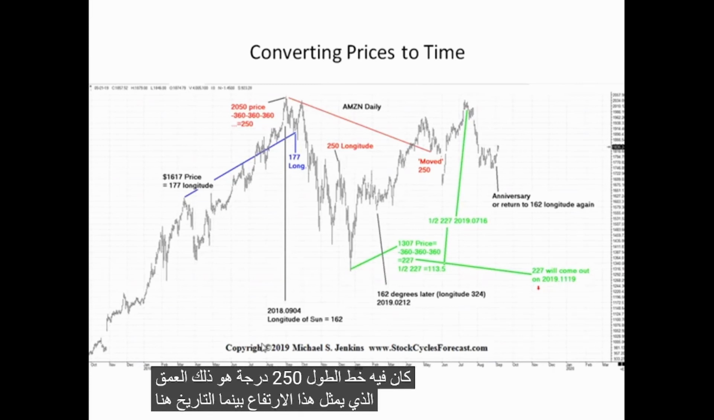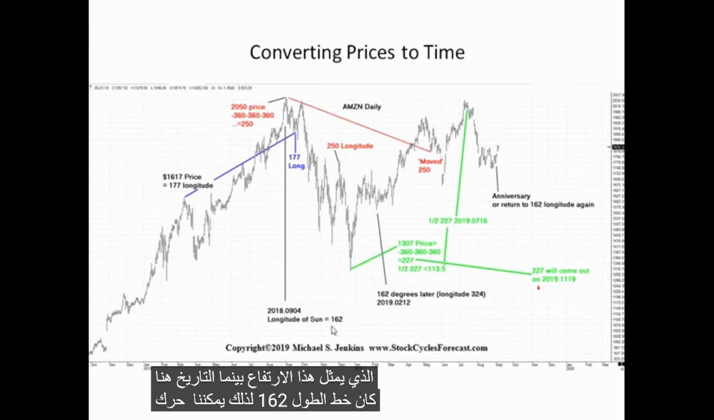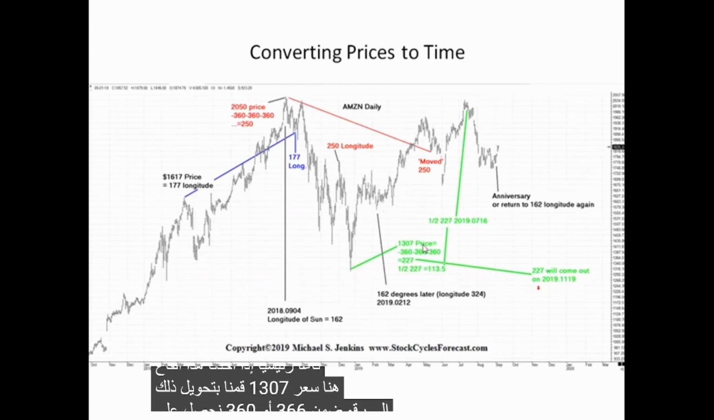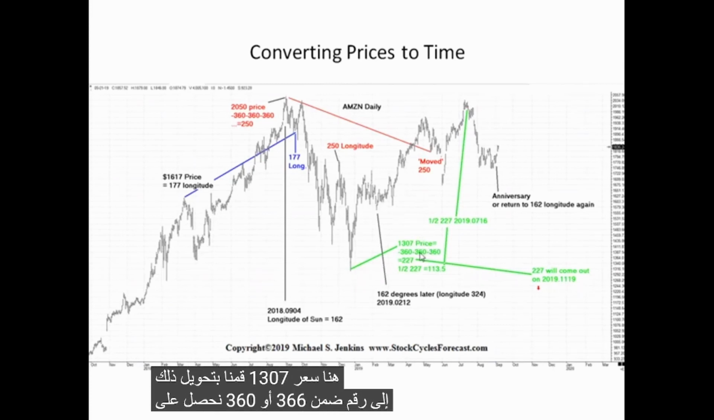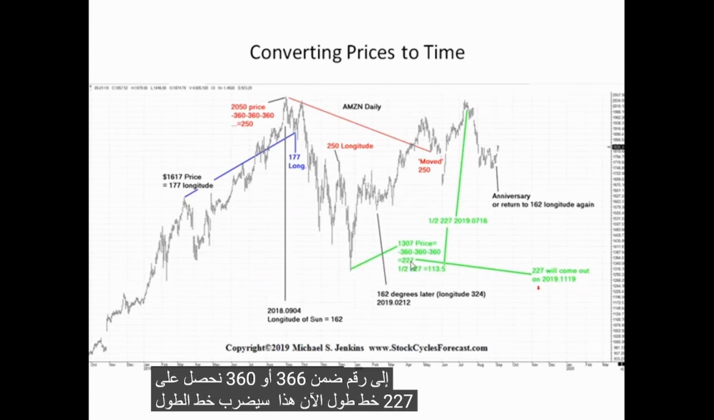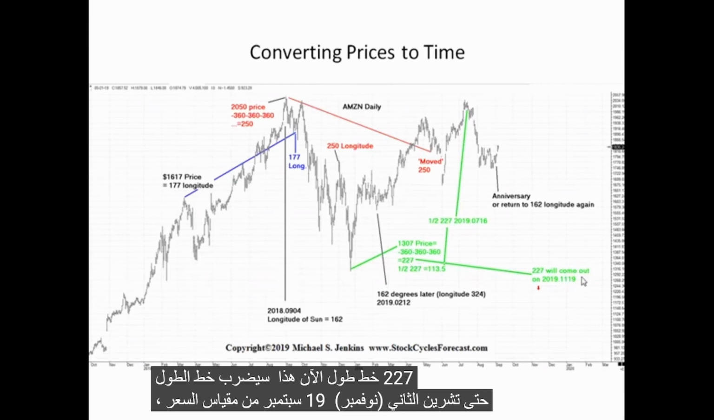Whereas the date here, the longitude was 162, so we could move the longitude another 162, or we would now be at 324, and that would also give us a major low. If we take this low right here, the price of 1307, we convert that to a number within 360, we get 227 as a longitude. Now that longitude won't hit until November 19th off the price scale.